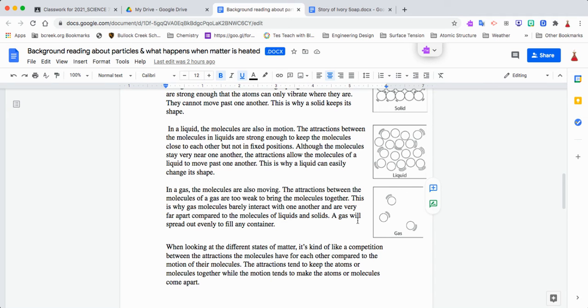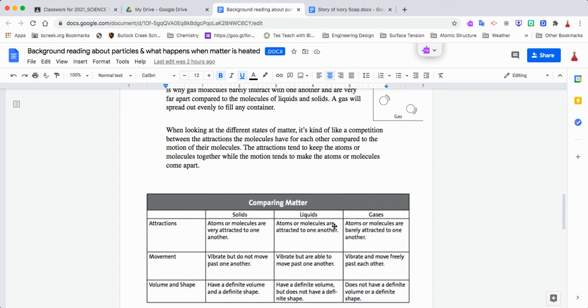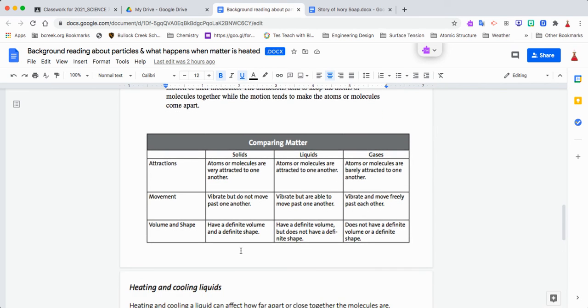When looking at the different states of matter, it's kind of like a competition between the attractions the molecules have for each other and the motion of the molecules. The attractions tend to keep the atoms or molecules together, while the kinetic energy, or motion, tends to make the atoms or molecules come apart. And then this chart, if you read over it, talks about the intermolecular attractions of the particles in solids, liquids, and gases, the kinetic energy, and also whether these states of matter have a definite shape and or volume.